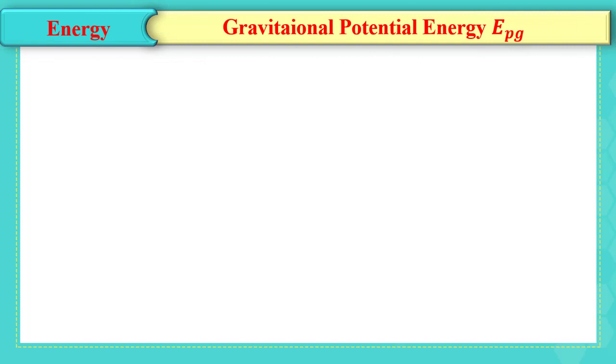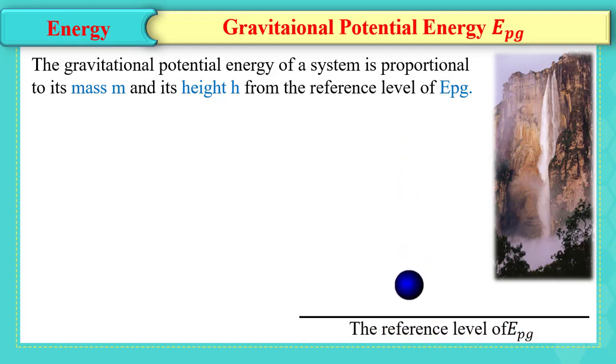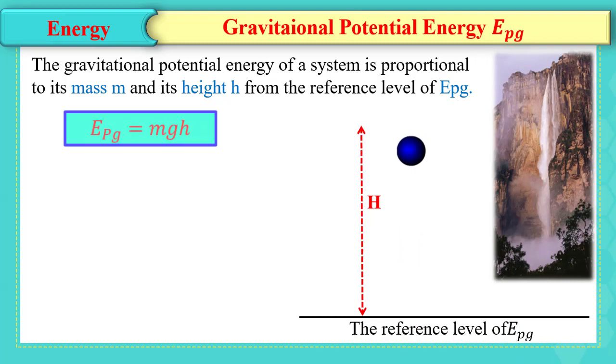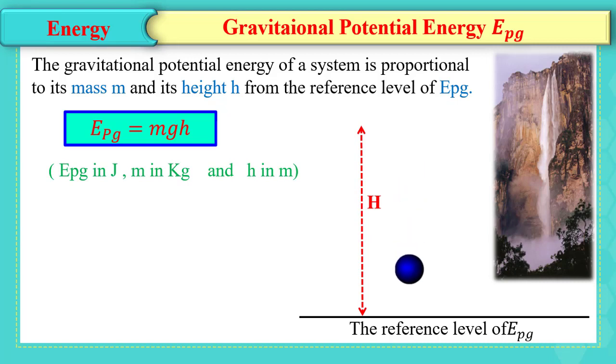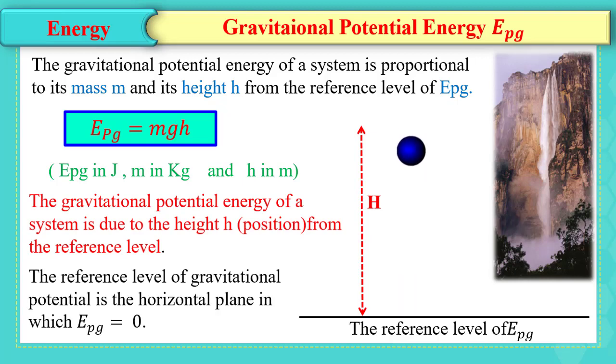Gravitational potential energy. The gravitational potential energy of a system is proportional to its mass and its height from the reference level of gravitational potential energy. Its relation is given by mgh, where E is in joules, mass in kilograms, and h in meters. The gravitational potential energy of a system is due to the height from the reference level, and the reference level of a gravitational potential energy is the horizontal plane in which EPG equals 0 joules.